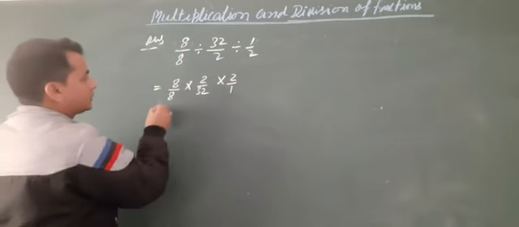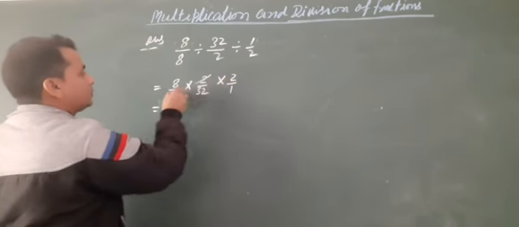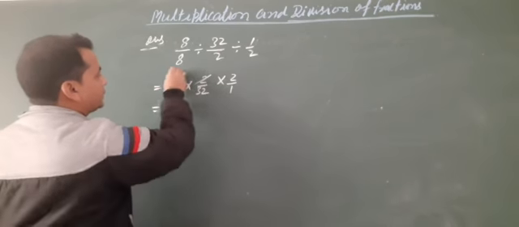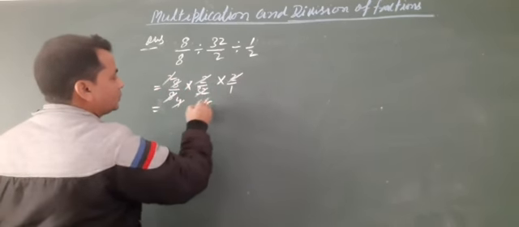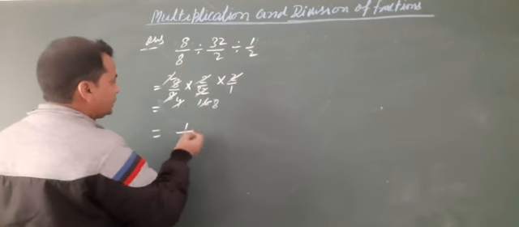Next, simplify here: 2 4s are 4, 2 16s, 2 8s, and the answer becomes 1 by 8.